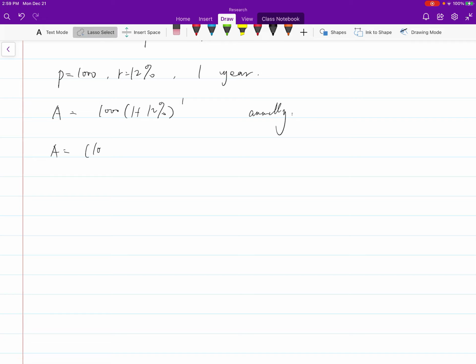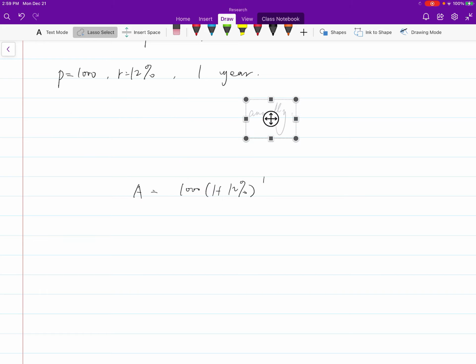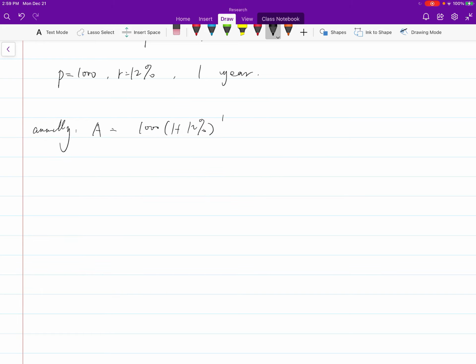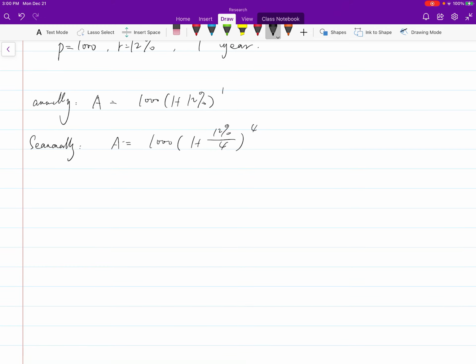Actually, let's switch how we write it. I want to put this one here, this one here. Annually, we got this. We do it seasonally. We have this with a 4. And as we suspected, the more times you compound, the more money you got. Now we got monthly.